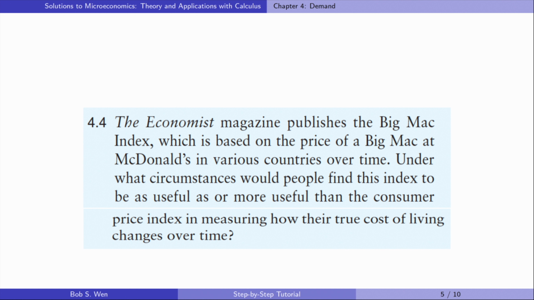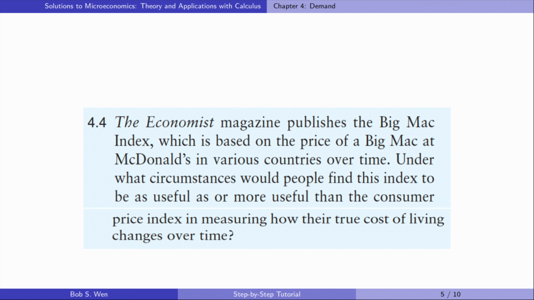The CPI-based cost of living adjustment incorrectly assumes that the consumers do not substitute toward relatively less expensive goods when prices change, but keep buying the same bundle of goods over time. It overestimates the amount of inflation because of the substitution bias. The Big Mac Index also has the same problem.